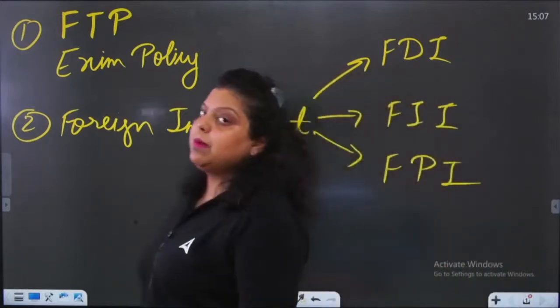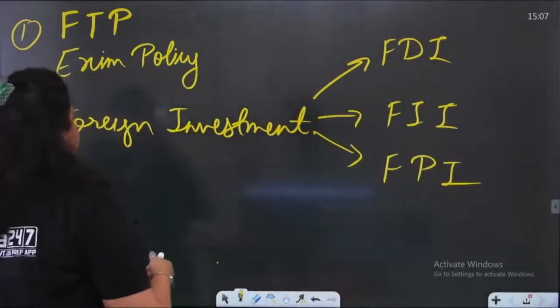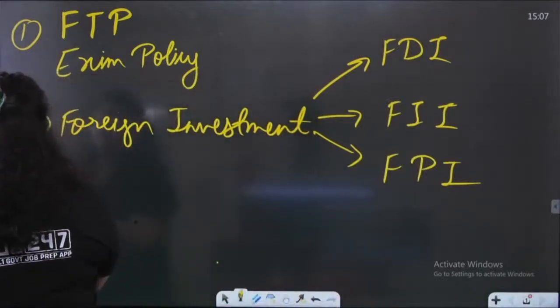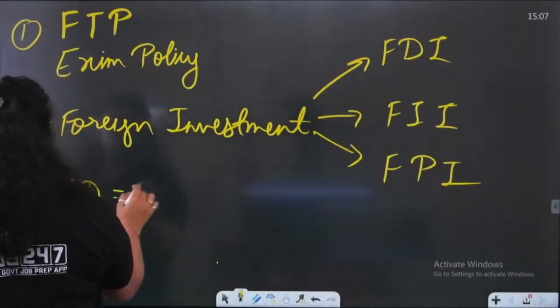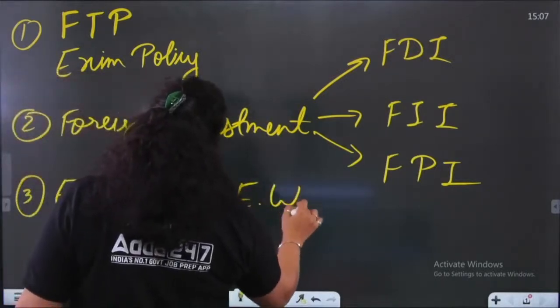So these are the methods by which individuals or foreign companies can invest in India. Okay, FDI, FI and FPI. And the third one is economic development. I have told you so many times that economic development is equal to economic growth and economic welfare.